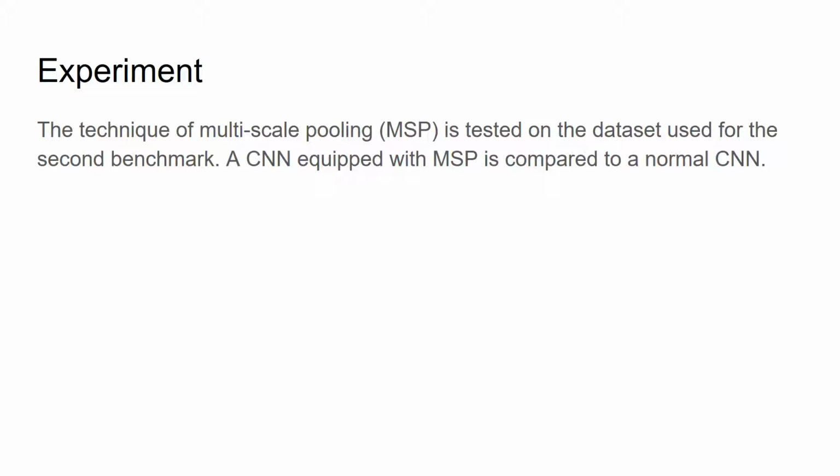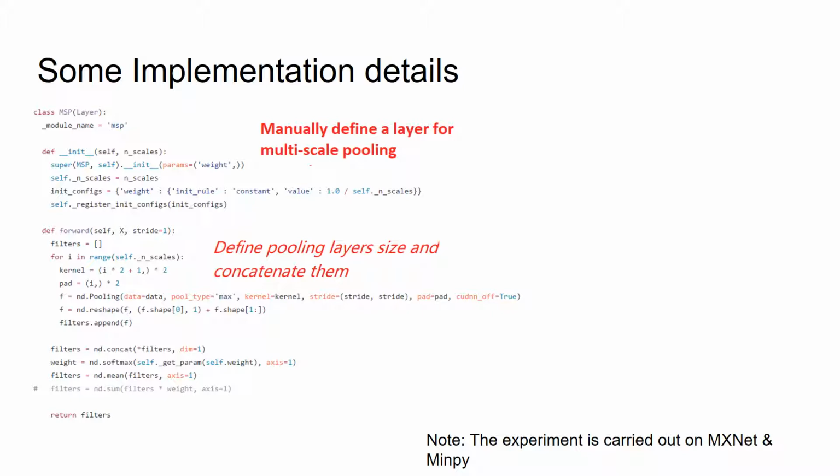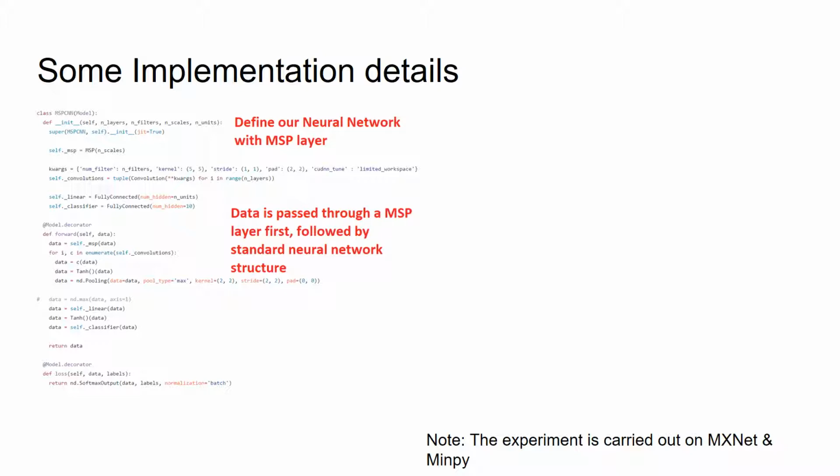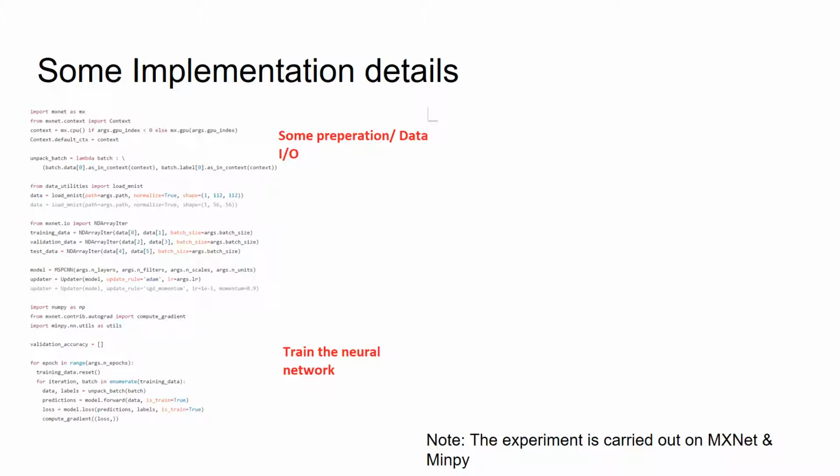So we're trying to do an experiment. The technique of multi-scale pooling is then tested on the dataset used for the second benchmark. Basically, a CNN equipped with MSP is compared with a normal CNN. Here are some implementation details of our experiment. You can see we manually define a layer of multi-scale pooling first, and then we define our neural network with that particular layer, and we pass our data through the layer first, and then through a standard neural network structure. Finally, we train this neural network with some code. The experiment is carried out on MXNet and MeanPy, and you may want to look them up.